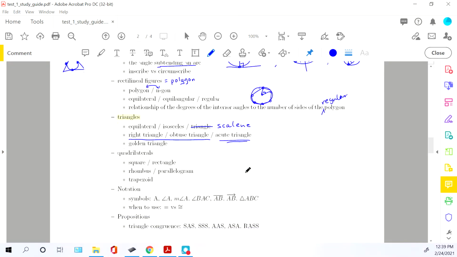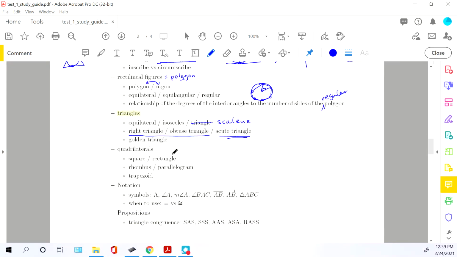Okay. Quadrilaterals, we talked about squares, rectangles, rhombuses, parallelograms, and trapezoids were the 5 big quadrilaterals that we talked about. There are other types of quadrilaterals, but these are the main 5. Make sure you know their definitions. So for example, the definition of a rectangle is just 4 right angles. Definition of a square is it's got to be a rectangle plus all the sides are congruent to each other.